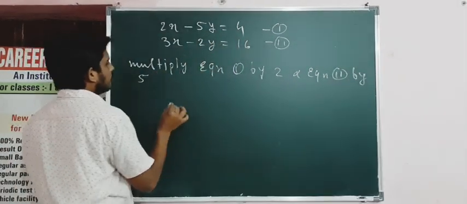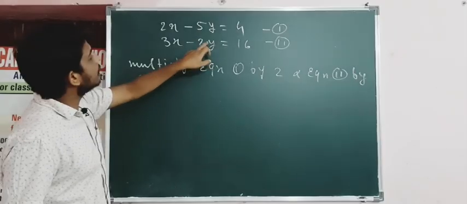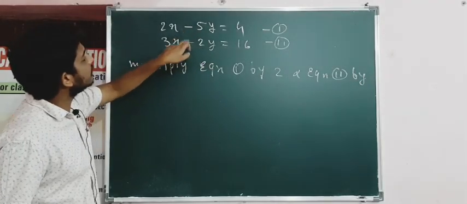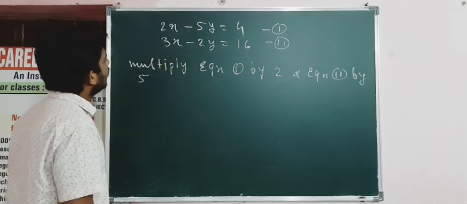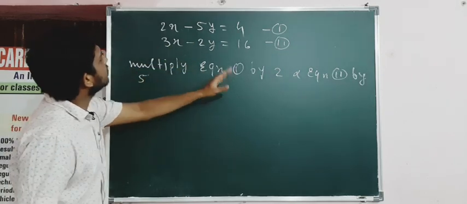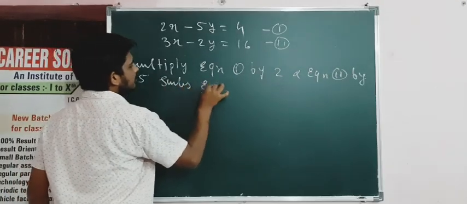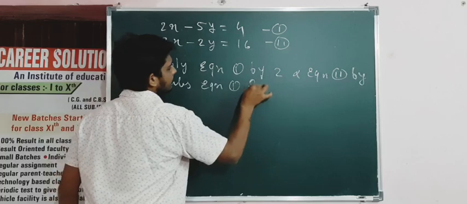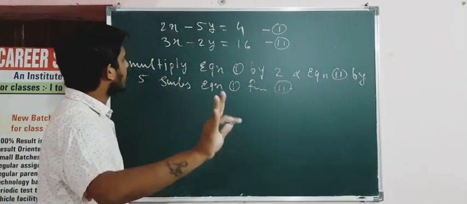Okay, now the variable in both of the equations has the same sign, so what do we have to do? We have to subtract either equation from the other equation. Both have the same sign. So multiply equation 1 by 2 and equation 2 by 5, and subtract equation 1 from 2. You can subtract equation 2 from 1 also, no problem at all.